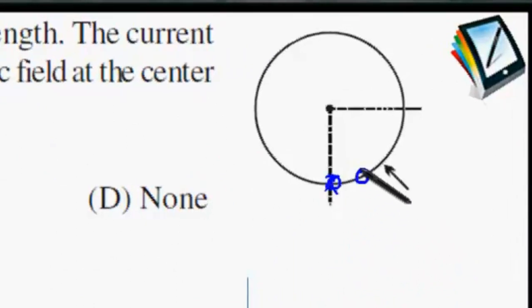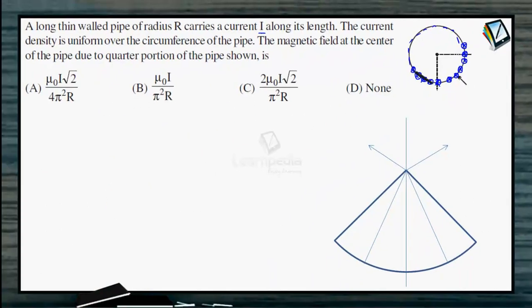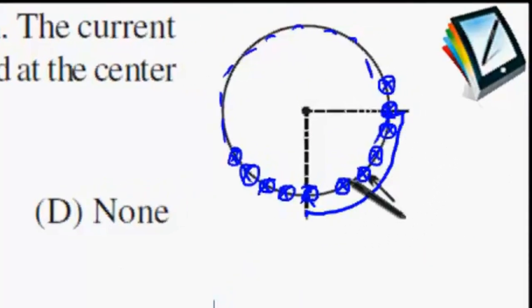So this particular tube may be visualized as if there are several wires kept very close to each other in such a circular fashion and carrying current uniformly all over along the length of the cylinder. The current density is uniform over the circumference of the pipe. The magnetic field at the center of the pipe due to the quarter portion of the pipe shown is. So we have to find the magnetic field due to only this quarter portion of this pipe.